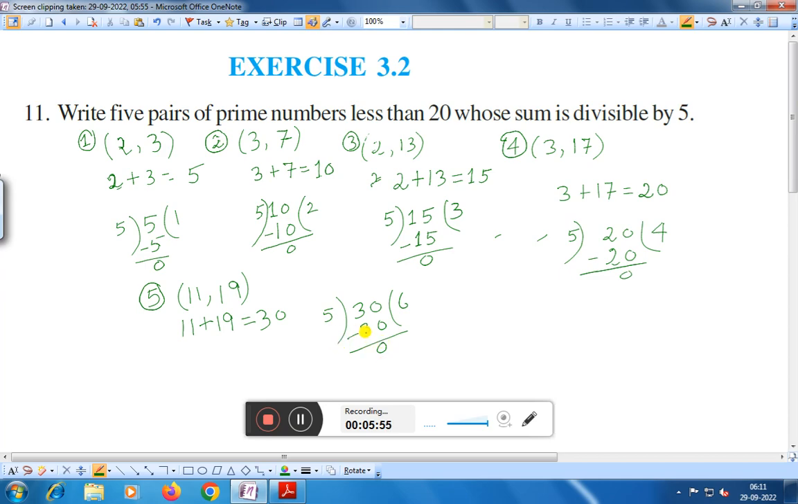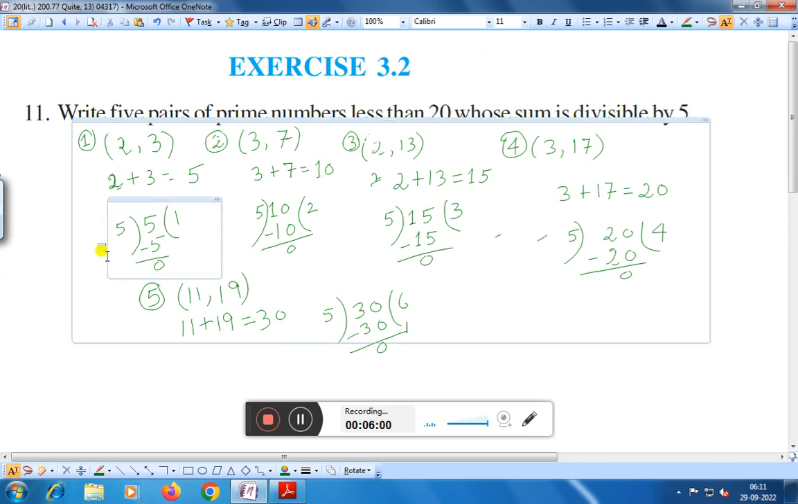Now once again, we are repeating the same. The question is write 5 pairs of prime numbers less than 20 whose sum is divisible by 5, right? First we have taken one pair, that is 2, 3. If we add the numbers, 2 plus 3 is 5, and if we divide 5 by 5, that is 5 ones are 5, that means the sum is divisible by 5 also. Number 2, we have taken another pair, that is 3, 7. 3 plus 7 is equal to 10, and if we divide 10 by 5, 5 twos are 10, it is also divisible by 5, right? The second pair is 3, 7.